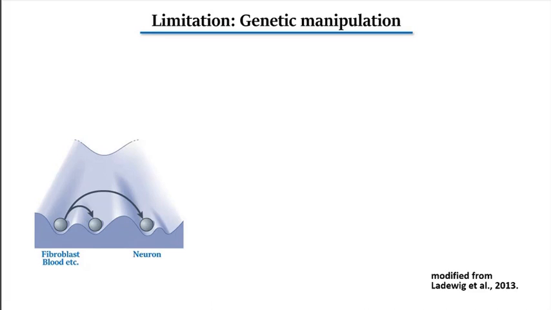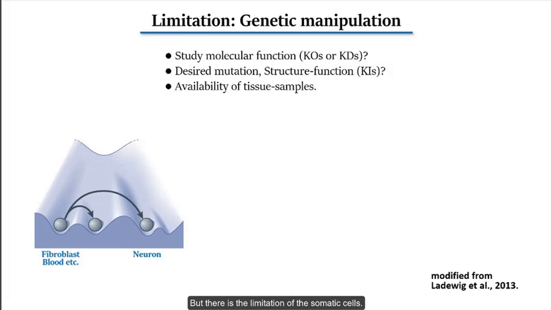But there's a limitation of somatic cells. The limitation of these fibroblasts or blood cells converted into neurons is that if you want to study a particular gene, you have to make a knockout or knockdown, or introduce a specific mutation in it. It is very hard to do gene targeting in these cells. There is also the availability of tissue samples. No matter how much you get, at some point you will run out of it, right?